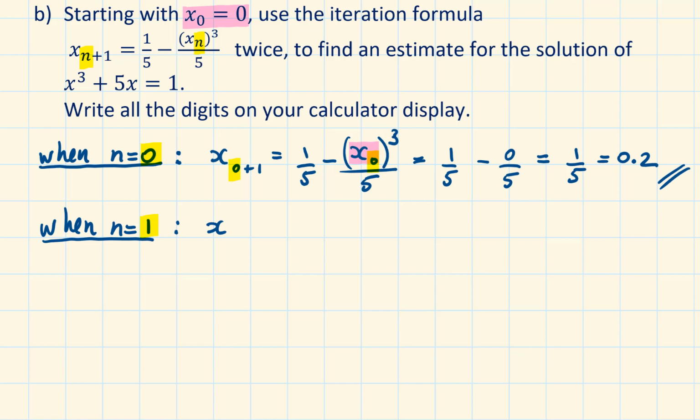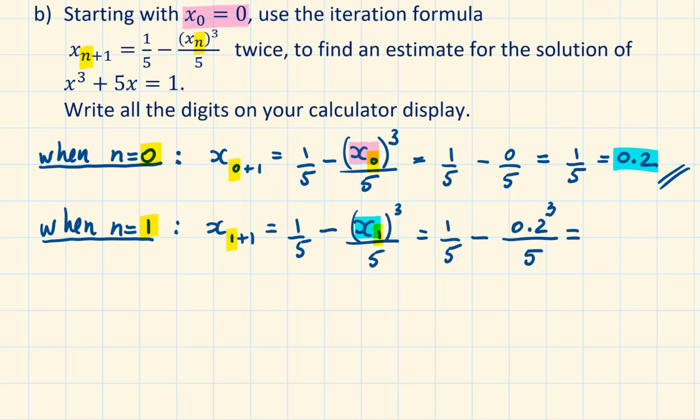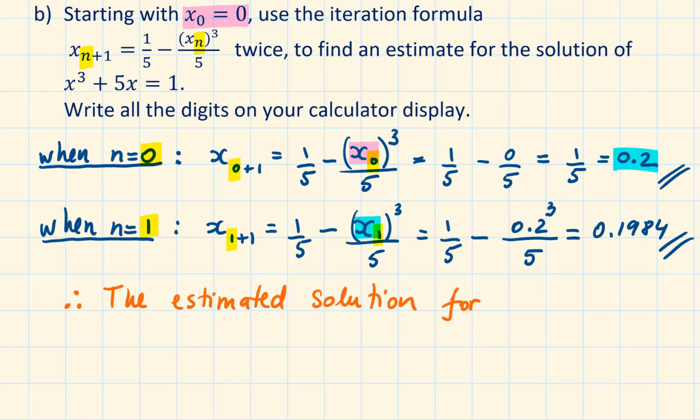When n is equal to 1, xn+1 will become x1+1. And this is equal to 0.1984. We have now used the iteration formula twice. The estimated solution for our equation is 0.1984.